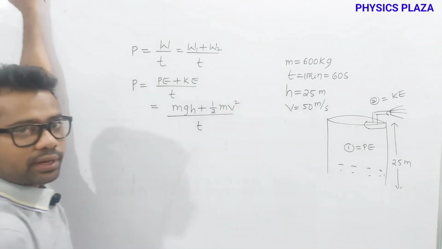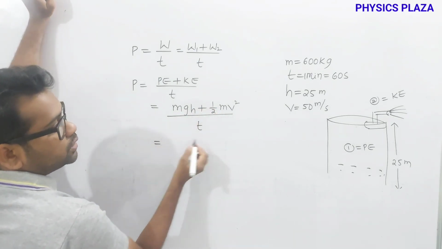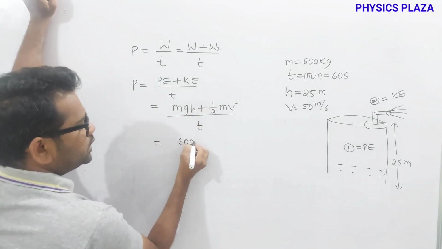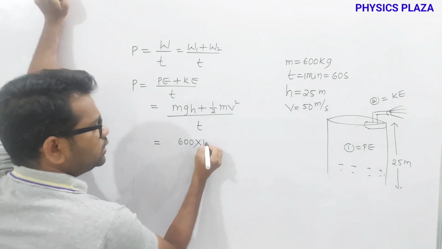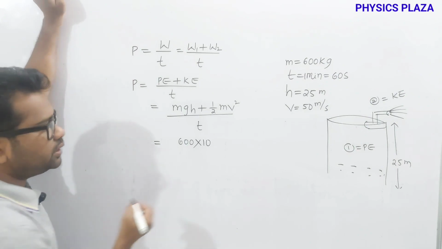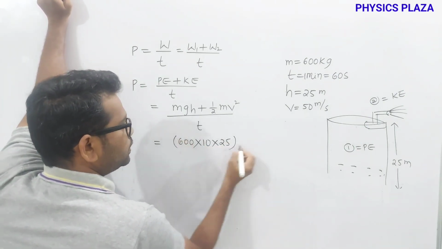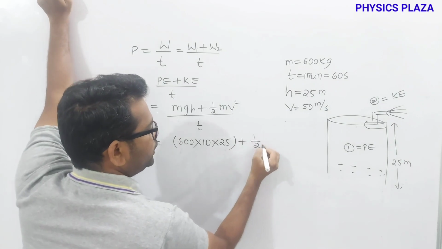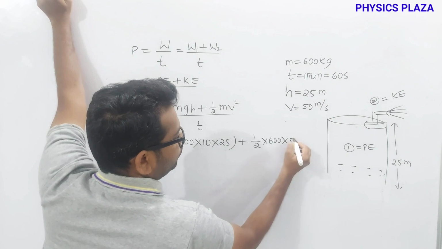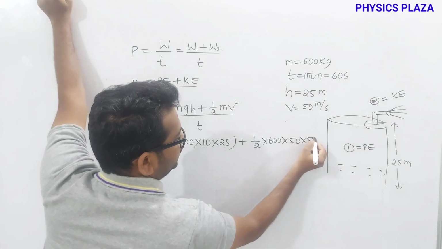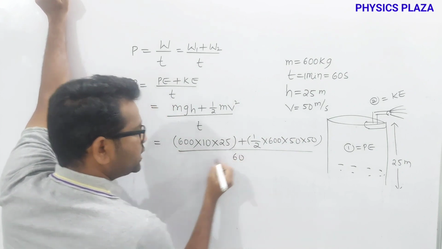Now, let us substitute the values. Here mass can be taken as a common factor. So m is equal to 600. For g, let us take the value 10 so that our calculation will become easier. And h is given as 25. Plus half into 600 into v square, that is 50 into 50. And here time is 1 minute, that is 60 seconds.